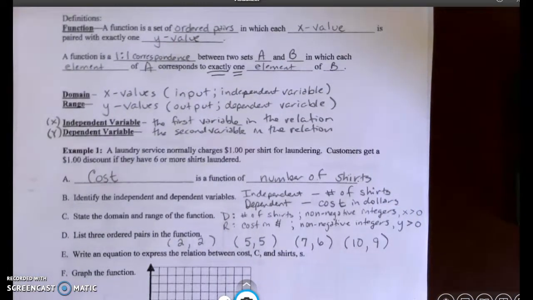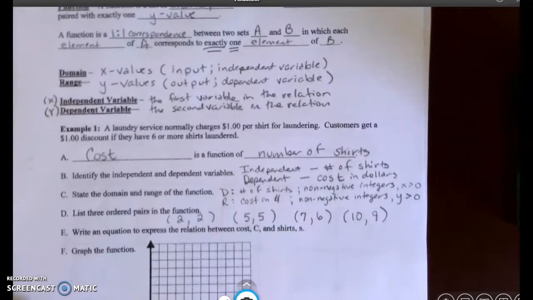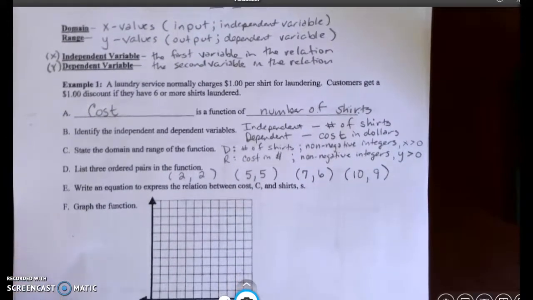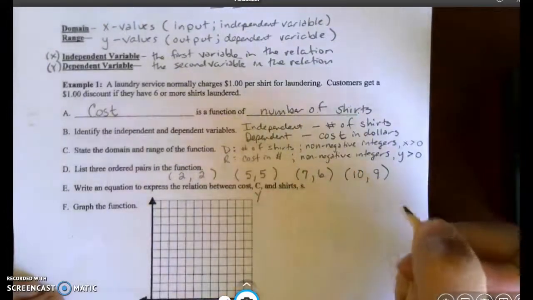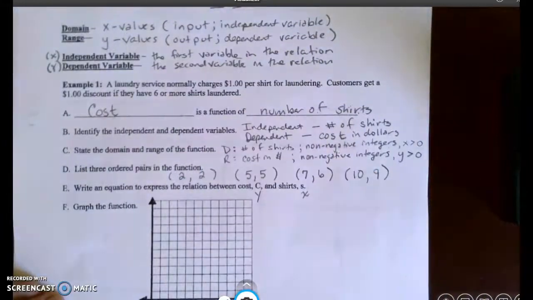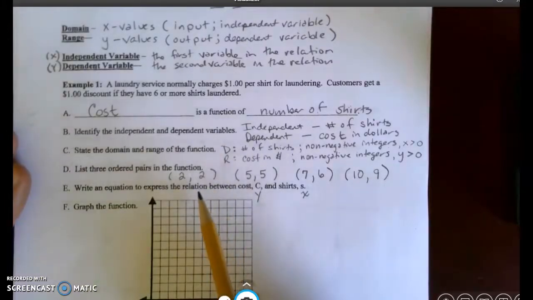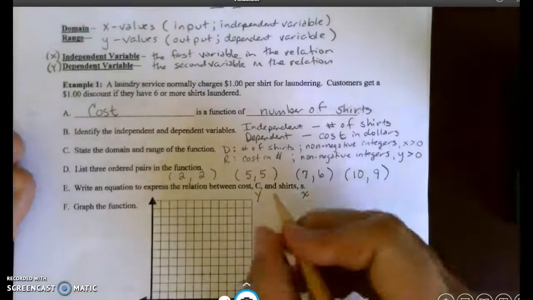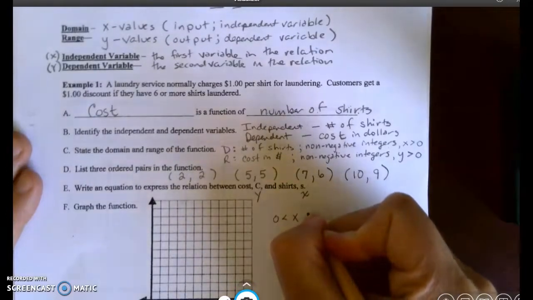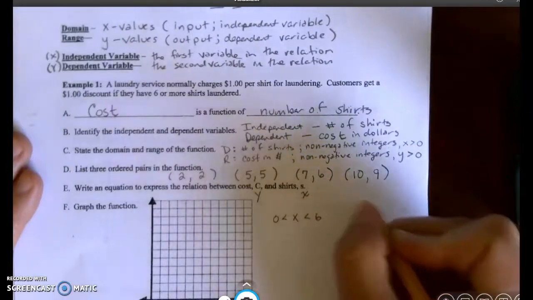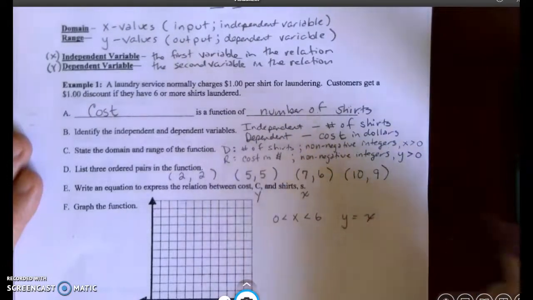All right, so then we're asked to write an equation to express the relation between the cost C and the shirts S. So when I'm doing that, cost is C, that's my Y value, and shirts is S, that's my X value. I'm going to go ahead and use X and Y, just so we get used to that. Well, I notice that as long as I'm under 6 shirts, as long as X is greater than 0 and less than 6, then Y simply equals X.